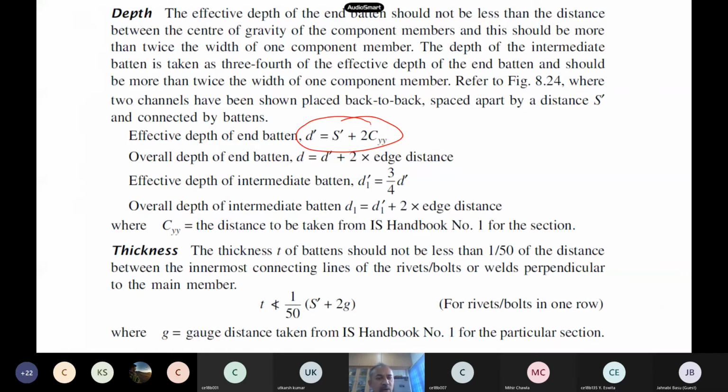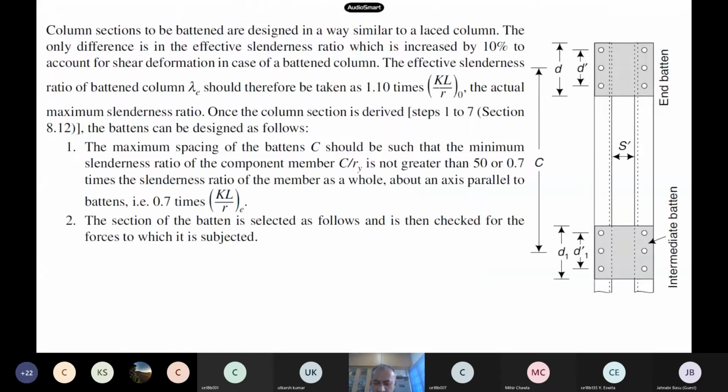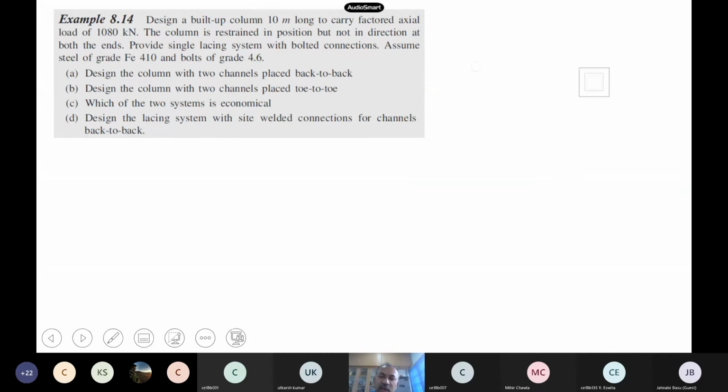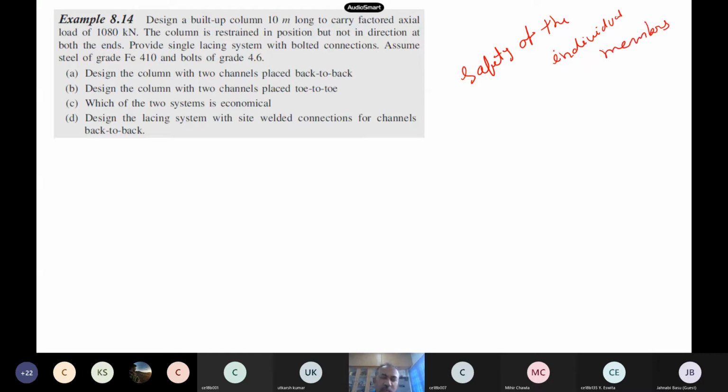Okay, so this is how you can design the batten columns also, the tie plates. You have to design as straightforward. You have to check the safety of the individual members, the sections which are like channels. Then the overall. Then you have to design the lacing bars. Then the overall laced column you have to check. You followed? So lacing bars you have to design, then the overall column you have to check, then you have to check the connections. All those steps are there, which will be explained by the TS today.